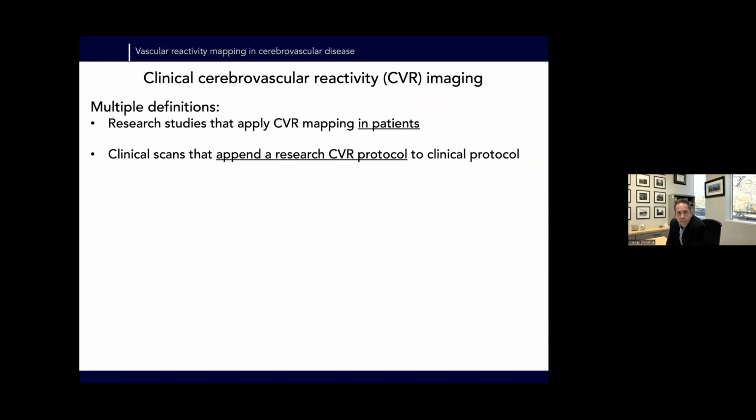So just getting started, clinical cerebrovascular reactivity imaging, you can think of this in a few different ways. One of the ways that we as researchers think about it is CVR mapping, some of the nice protocols that we just heard about applied in patients. And then you can also think about, maybe you take a clinical scan with things like FLAIR, T1, T2s, and then you'll append a research reactivity protocol to that in the hospital. But still, it's a research scan that you're doing.